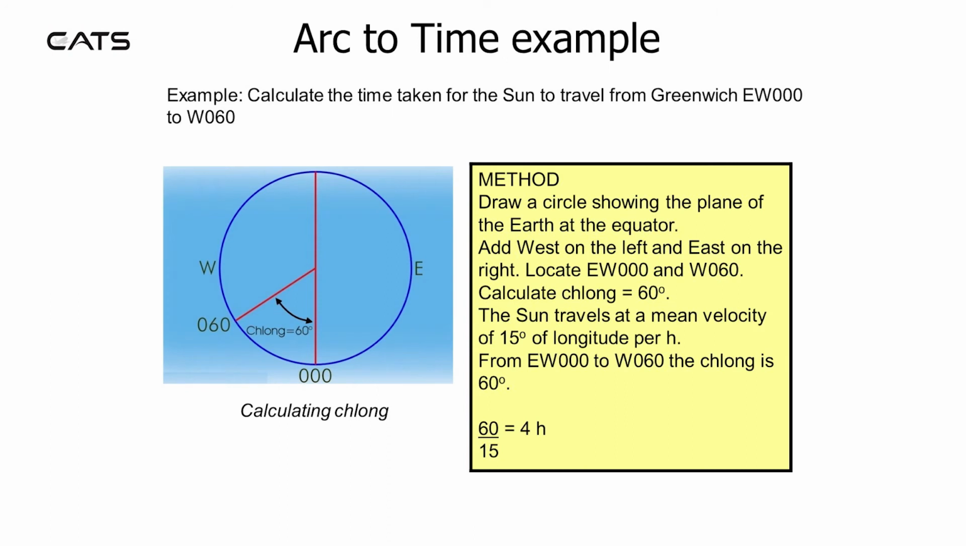Arc to time example. Calculate the time taken for the Sun to travel from Greenwich, east-west 000, to west 060. Draw a circle showing the plane of the Earth at the equator. Add west on the left and east on the right. Locate east-west 000 and west 060. Calculate change in longitude. It's 60 degrees. The Sun travels at a mean velocity of 15 degrees of longitude per hour. From east-west 000 to west 060, the change in longitude is 60 degrees. 60 divided by 15 is 4 hours.